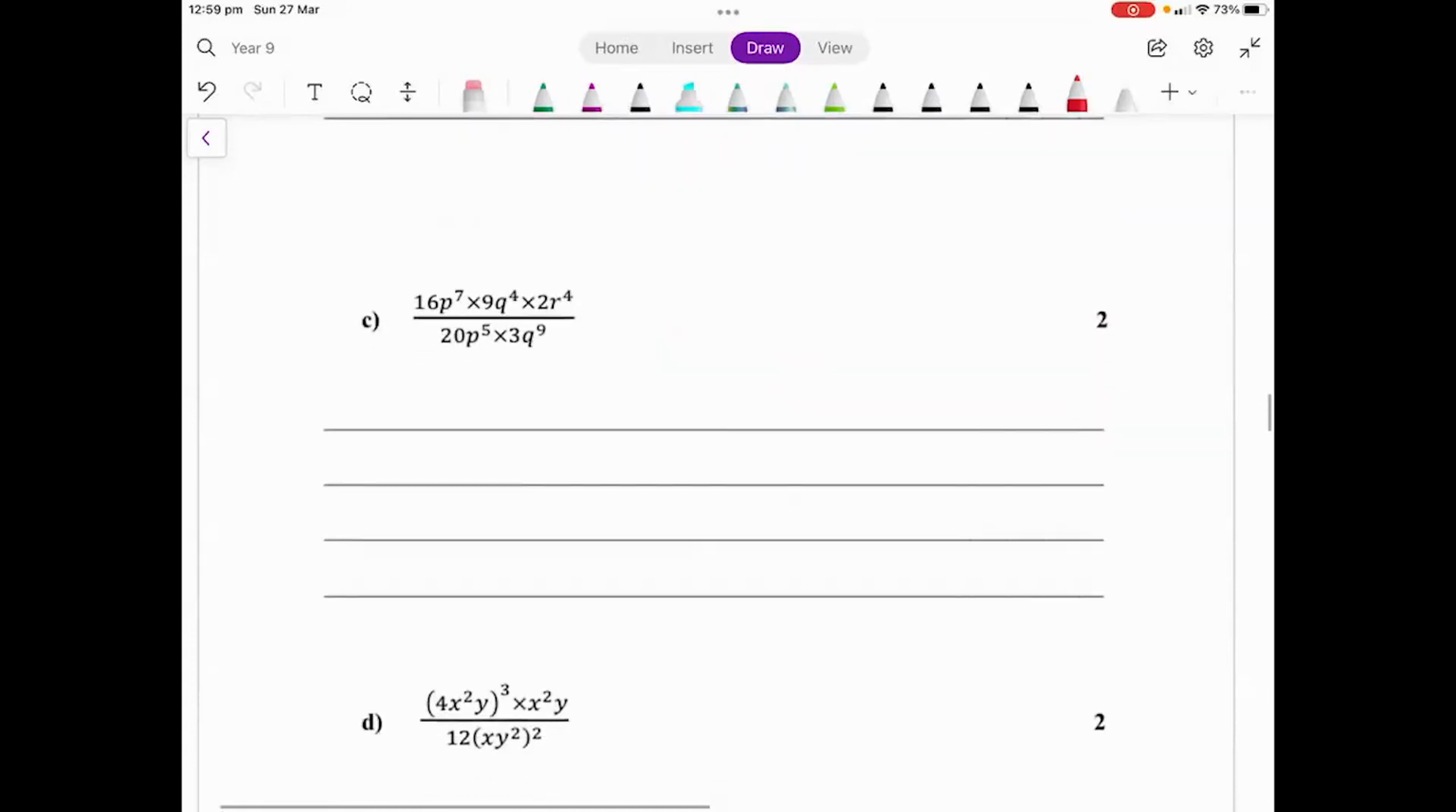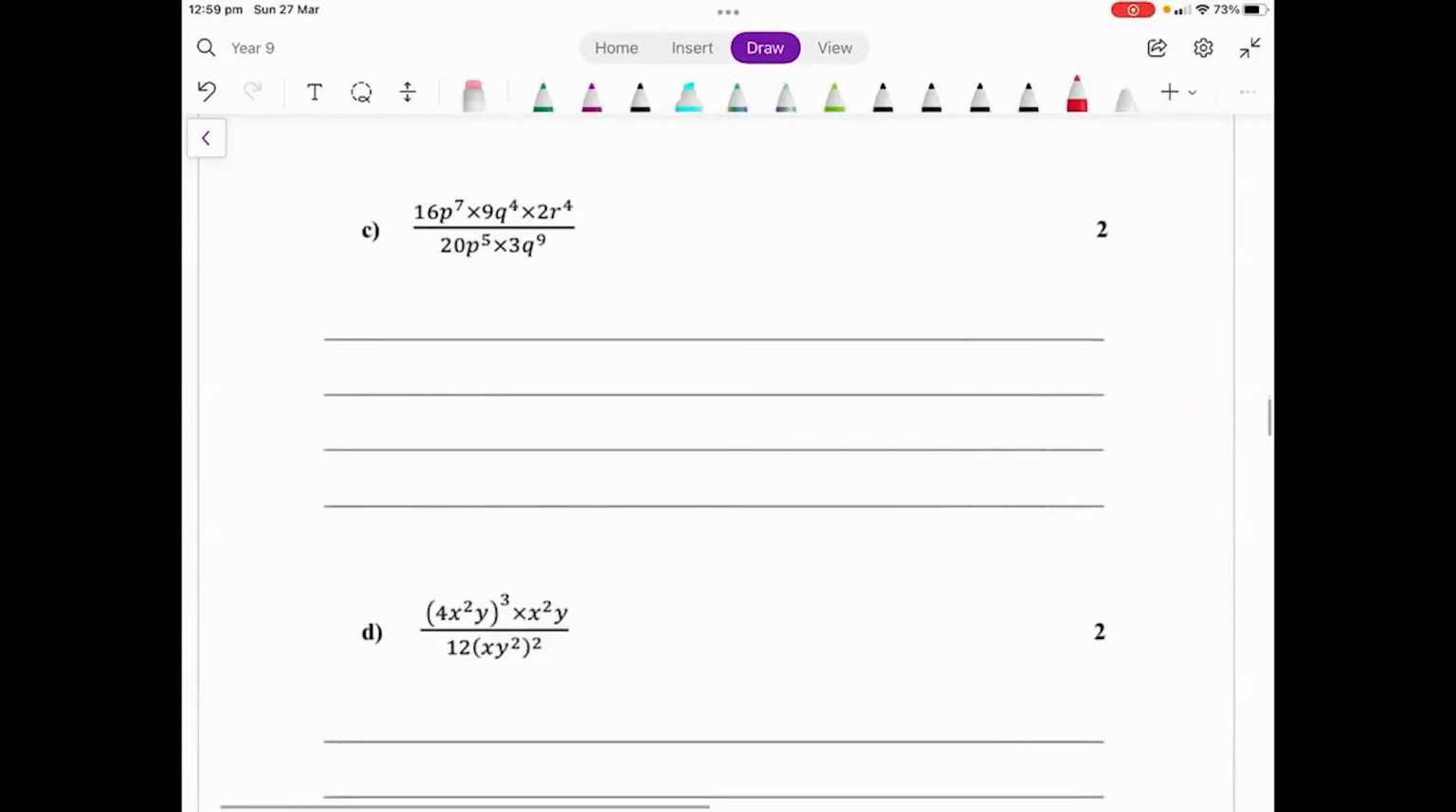Question C, there's many ways to do this. We're going to simplify the numerator, and we're going to simplify the denominator, then we're going to simplify the whole fraction. So for the numerator, I do 16 times 9 times 2. That gets me 288. And then I leave p to the power of 7, q to the power of 4, and r to the power of 4 alone.